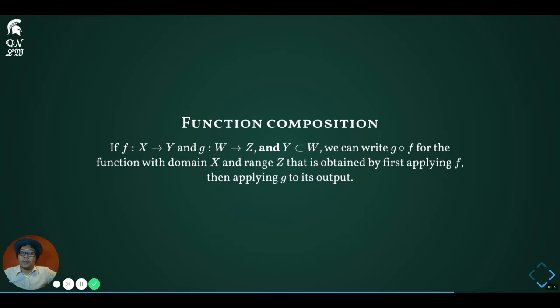The symbol to denote composition is this round empty circle here. The composition g composed f is the function with domain X and range Z obtained by first applying the function f to an element of X, and then applying g to the resulting output. This function is meaningful since we know the range of f is a subset of the domain of g, so any possible output of f can be plugged into g with no problem.